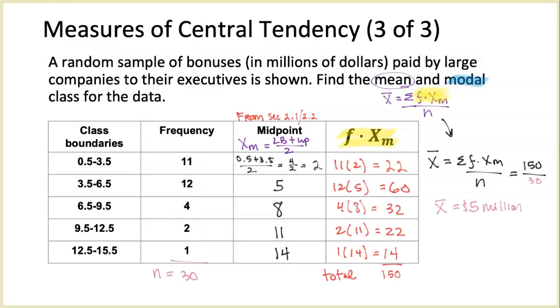But because we have a grouped frequency distribution, we consider a modal class, which represents the class that has the highest occurrence of values. So that would be 12, would be our modal class.